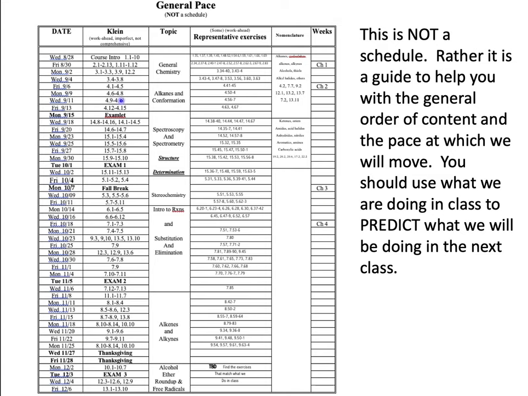There are going to be times that I'm behind this schedule. There are going to be times that I may be ahead of this schedule, but it gives you a very, very good idea of the order of events and approximately how much you should be doing each day.